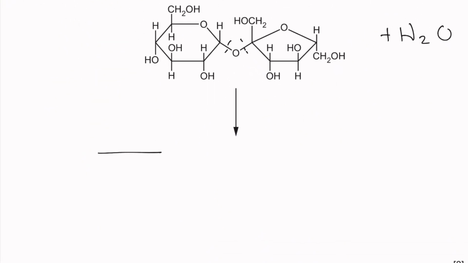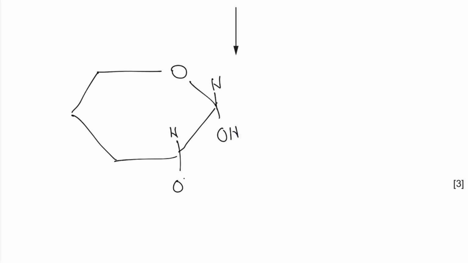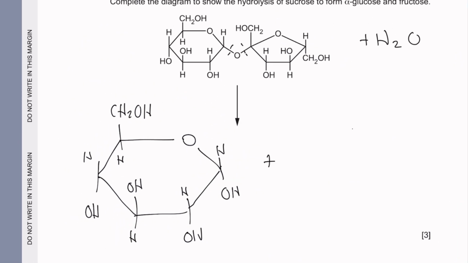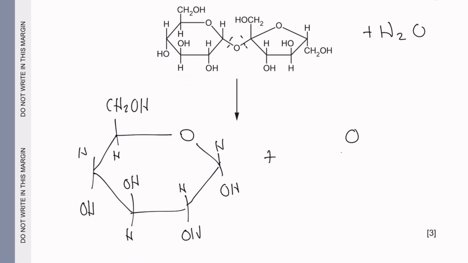So firstly we have alpha glucose. In alpha glucose we have down, down, up, down, and don't forget about the side chain CH2OH, and obviously don't forget about fructose. Now it says here to complete the diagram to show the hydrolysis of this. Okay, so we can just go ahead and continue here.